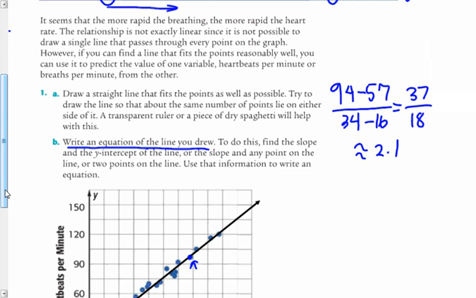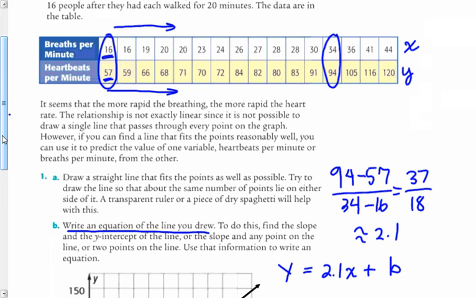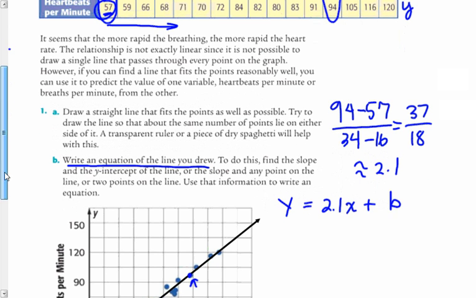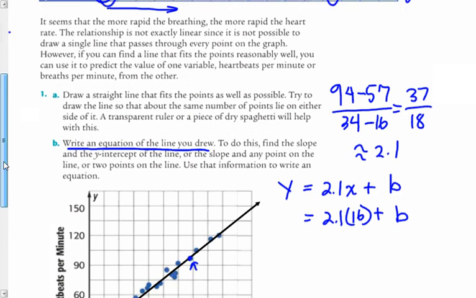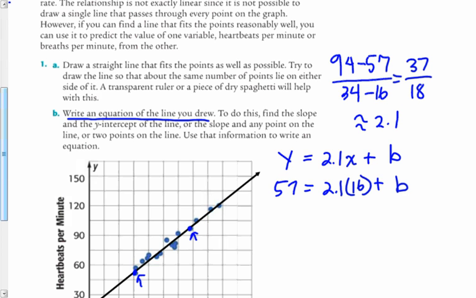So remember, my equation is going to look like this. 2.1 times x plus y-intercept. And we know that when x is 16, y is 57. So when x is 16, so we multiply 2.1 times 16 and add a y-intercept. It has to equal, what is that, 57? All right, so I'm going to multiply 2.1 times 16.